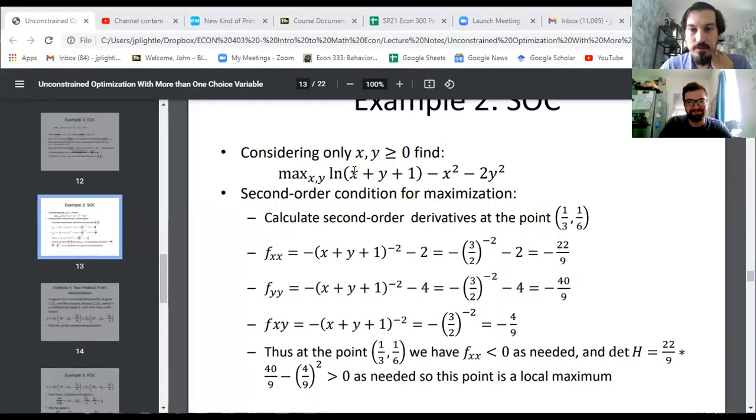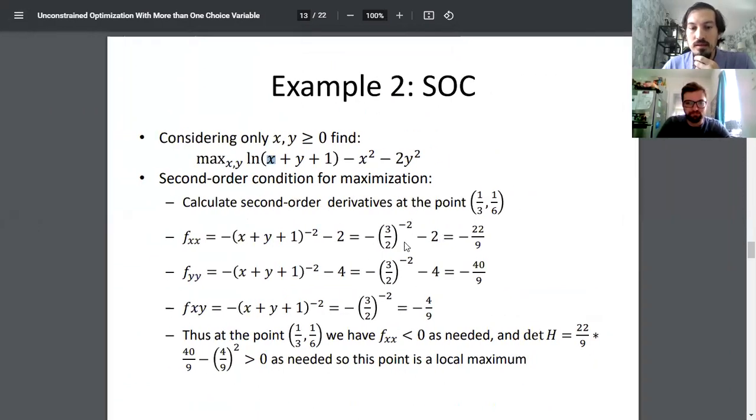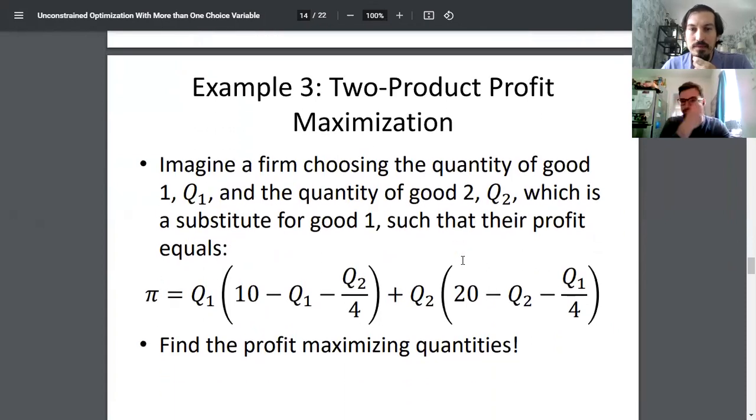So here's some more examples. I gave you two examples last class, but this one will be a third. See, that was example 2 right there, as you can recall, maybe from last class. How about example 3? It's a two-product profit maximization problem.